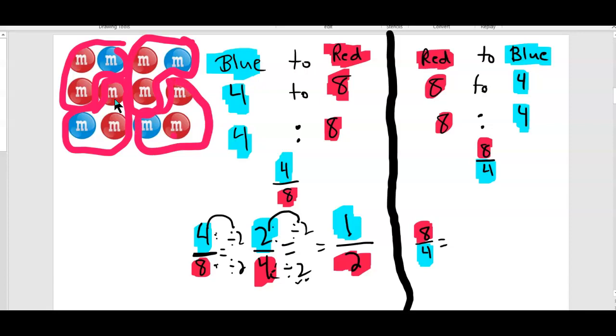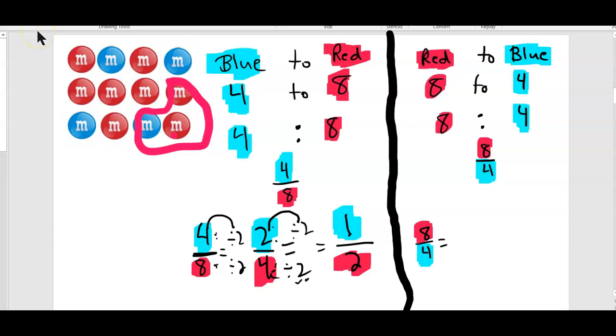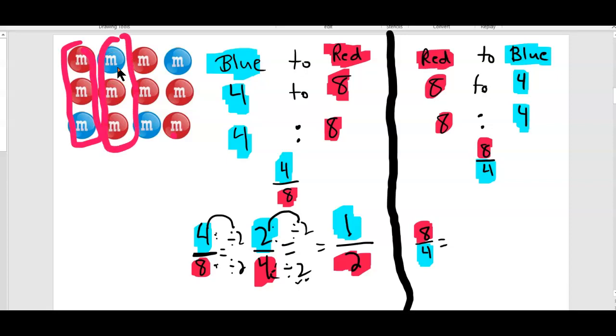Does that make sense? Did you see maybe an easier way to do it? I bet you did. You guys are so clever. Yeah, I could do something like this, huh? 1 blue, 2 red, 1 blue, 2 red, 1 blue, 2 red, and 1 blue, 2 red. Much neater, huh? But either way it works.